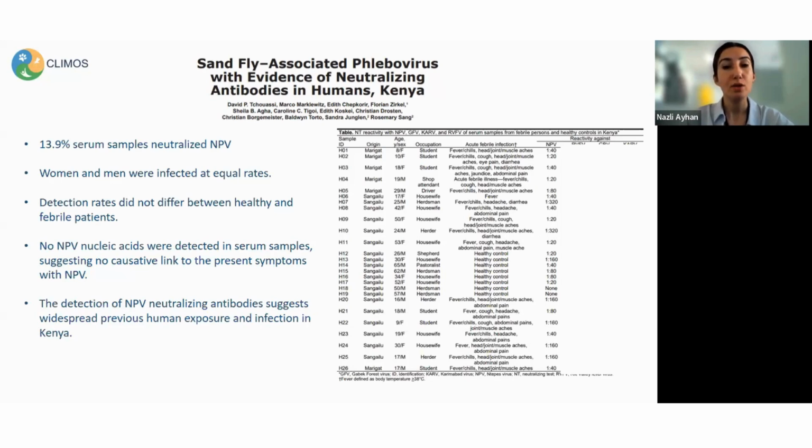They also performed a seroprevalence assay, and they saw that 13.9% of samples had neutralizing antibodies against Entepes virus. Women and men were infected at equal rates, and the detection rate didn't differ between healthy and febrile patients, because this group included some febrile patients and blood donors. But they couldn't detect the viral genome in the serum samples, which suggests no causative link in the present samples with Entepes virus. But the detection of neutralizing antibodies suggests widespread previous human exposure and infection with Entepes virus in Kenya.